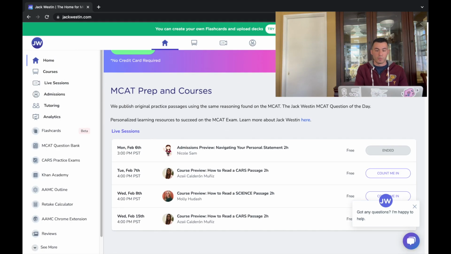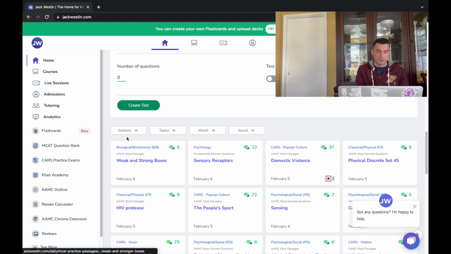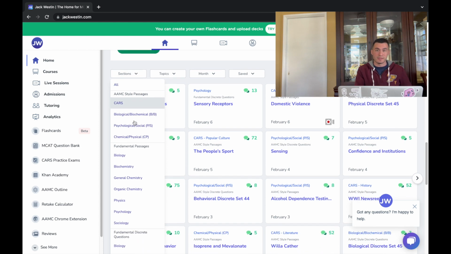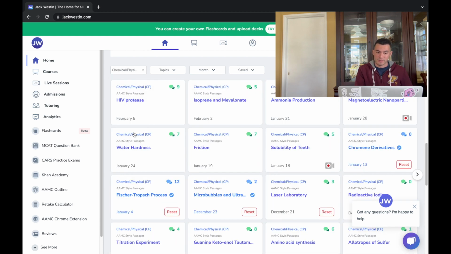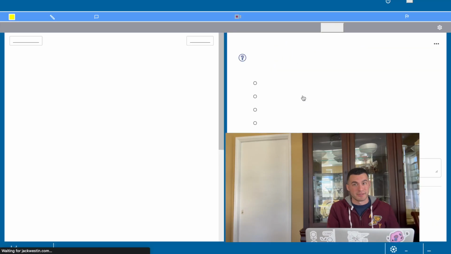With Jack Westin, you can choose to select certain passages down where it says sections right here. So I'm going to go into sections and it says AAMC style passages. So I'm going to go ahead and do that. And let's do Chem Phys. Yep. So we can pick Chem Phys, and right here, let's do solubility of teeth. It's testing us in Gen Chem.